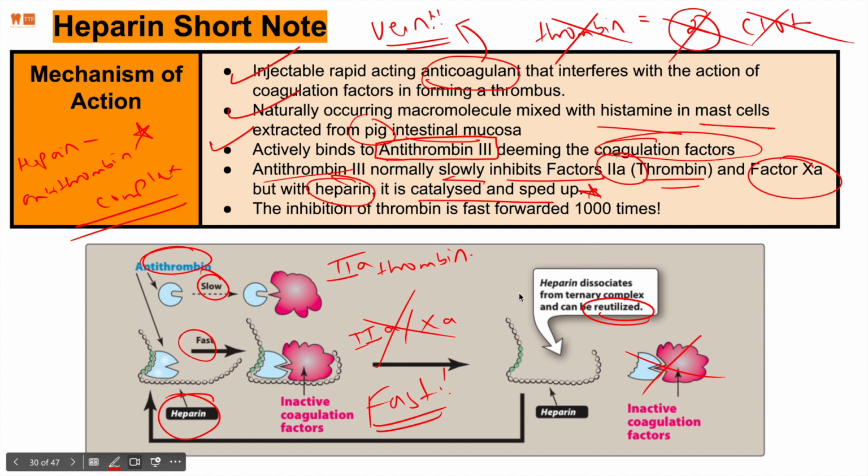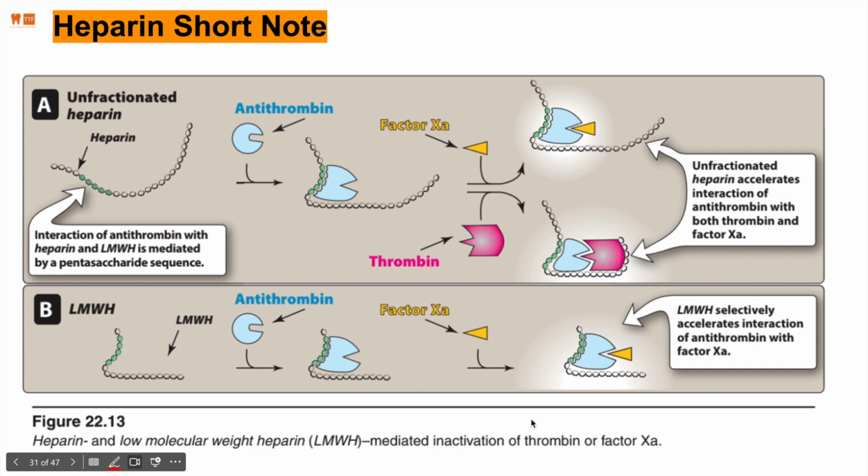How convenient is heparin? This inhibition of thrombin is fast-forwarded 1,000 times, you guys, times by 1,000. And it's reusable. Now, in this case, we can see two types of heparin. Heparin, low molecular weight heparin. Okay, let's take a look at what they do.